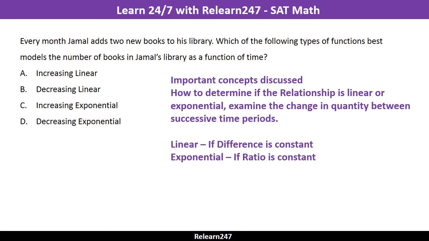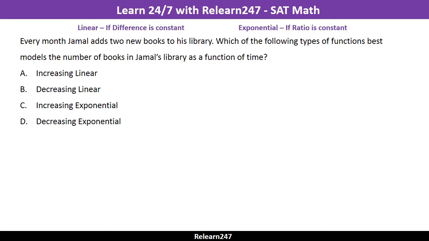So the important thing to remember is if the difference in that change is constant, then it is a linear relationship, and if the ratio of that change is constant, then it is an exponential relationship. This is the only main important thing which we need to remember regarding exponential and linear relationships. Now let's look at the question and understand how it is done. Remember, linear is when the difference is constant and exponential is when the ratio is constant.